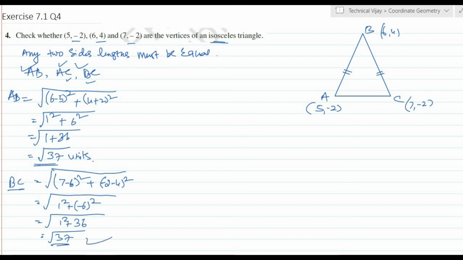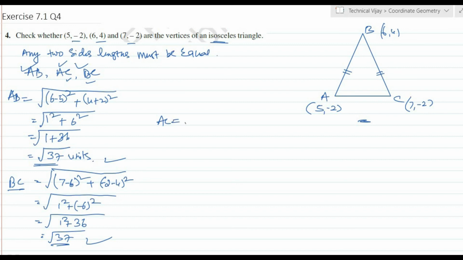See here, AB and AC are both equal. Then we can declare this as an isosceles triangle. So there is no need to calculate this one. If we calculate this, if this also comes out equal, then it is an equilateral triangle. So let us calculate this also.